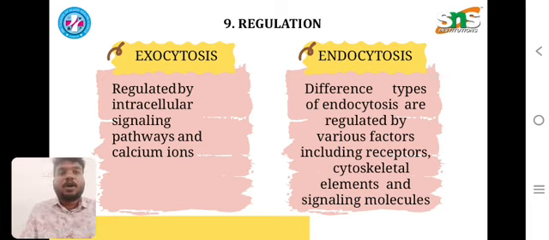So we have to see about the regulation. Exocytosis is regulated by intracellular signaling pathways and calcium ions. Whereas the different types of endocytosis are regulated by various factors, including the receptors, cytoskeletal elements, and signaling molecules.